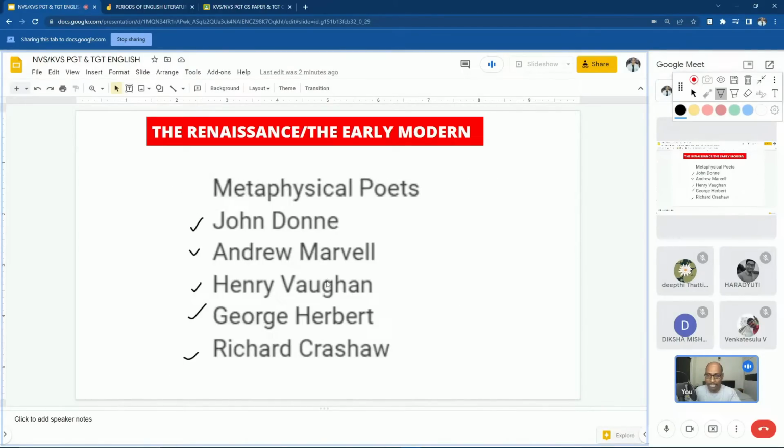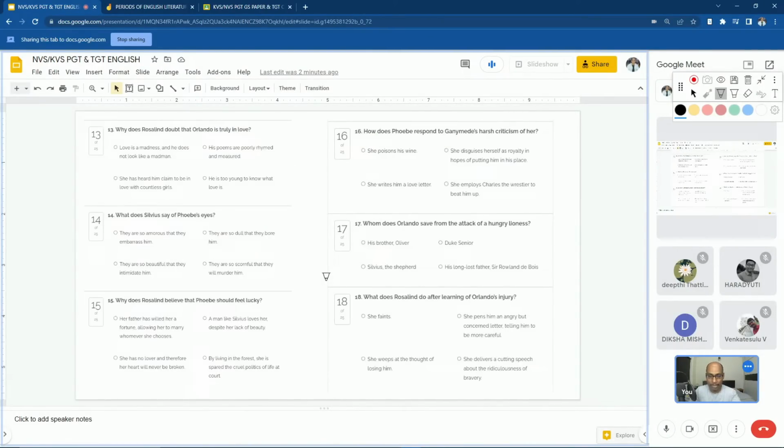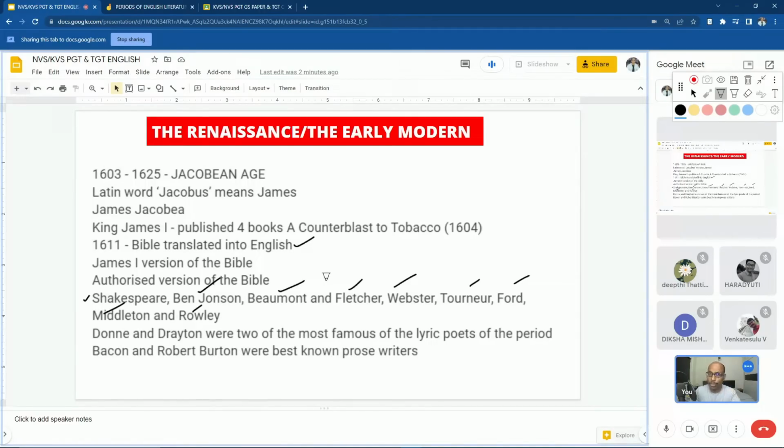So now we have just completed the Jacobean age, with some important features of it. The Jacobean age starts immediately after the Elizabethan age. It is 1603 to 1625. Jacobean means James, and King James I was the king. King James VI was king of Scotland, and he became the king of England because Elizabeth had no heirs, and he is the cousin of Elizabeth.